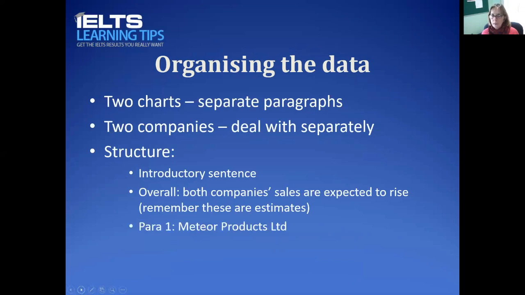And then one paragraph explaining what happens with Meteor, second paragraph the same about Mark Jones, and then finally a sentence or two about the pie chart. And that should bring you around 150 to 180 words, and it will be very logical and you can make the comparisons quite clearly.